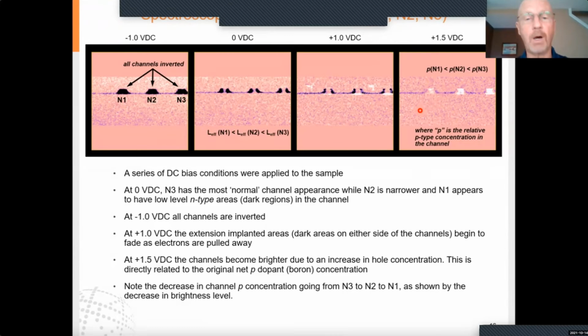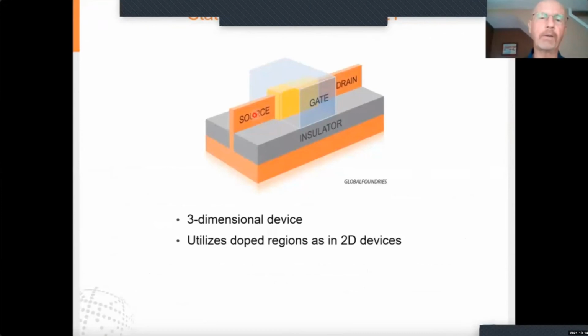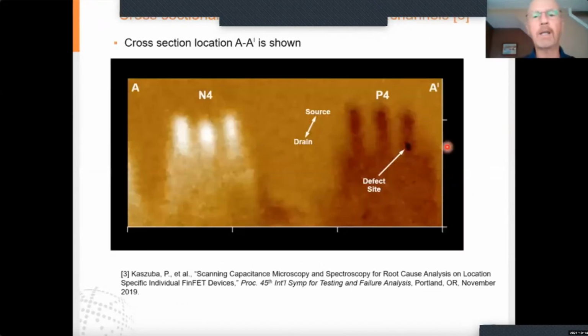Let's talk about three-dimensional devices, state-of-the-art devices, the FinFET. So now we've got the gate that has totally wrapped around this fin of silicon, and current flow is actually in this direction here. And I'm going to show you how we've used scanning capacitance microscopy and spectroscopy on FinFET devices to actually find a fail that was pointed out on a single device.